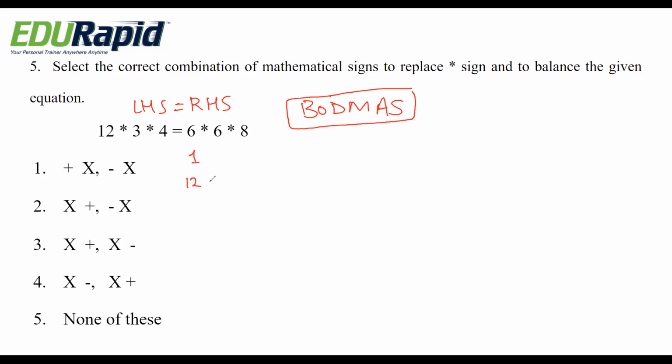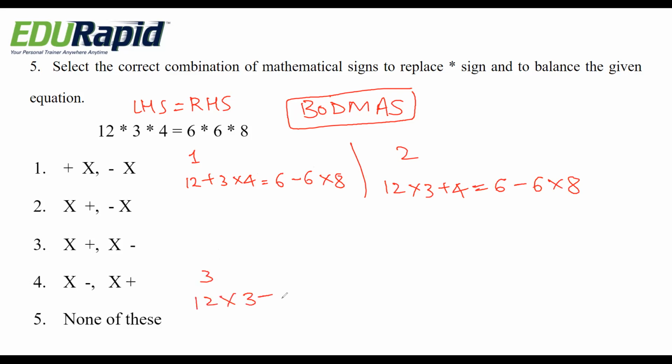This is the first option: 12 plus 3 into 4 is equal to 6 minus 6 into 8. Second option: 12 into 3 plus 4 is equal to 6 minus 6 into 8. Third option: 12 into 3 plus 4 is equal to 6 into 6 minus 8. Fourth option: 12 into 3 minus 4 is equal to 6 into 6 plus 8.